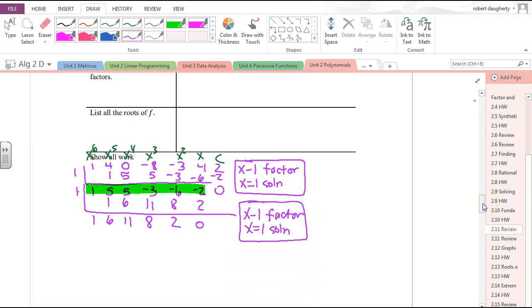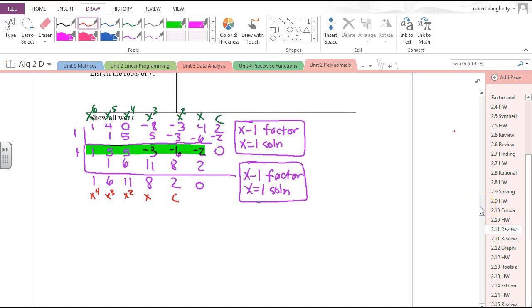So that means that what I'm left with at this point, this is x to the 4th, x cubed, x squared, x, and constant, okay? Now, I can add all of these numbers up, and I know that they do not add to 0. I can see that because they're all positive. So 1 is not going to work. So let's just move on to negative 1. So I'm going to try negative 1, and let's see if it works for 1, 6, 11, 8, and 2.